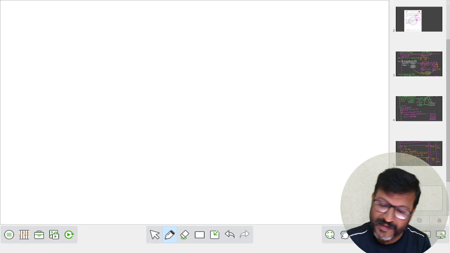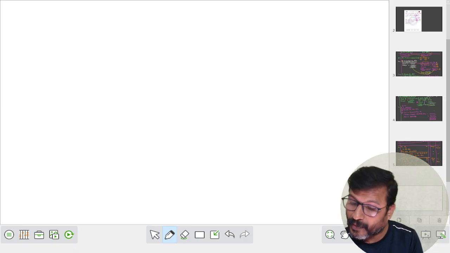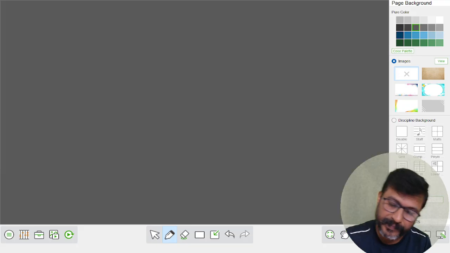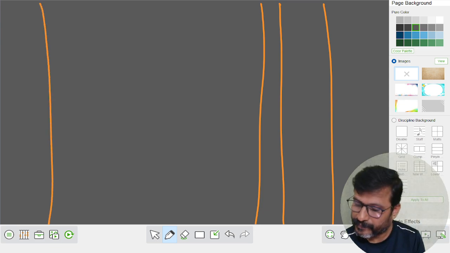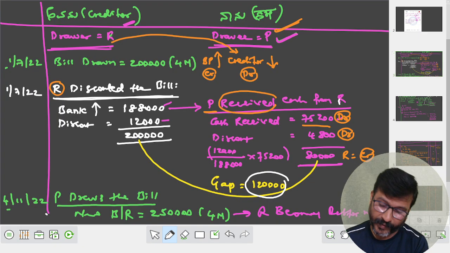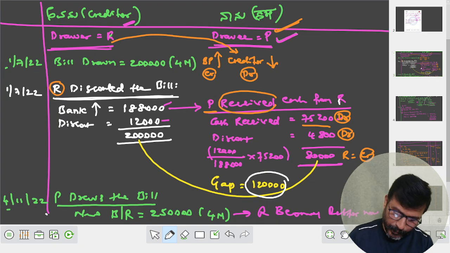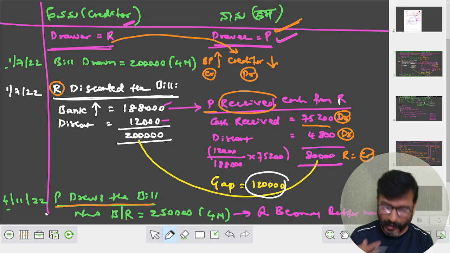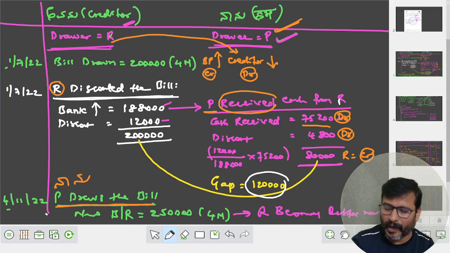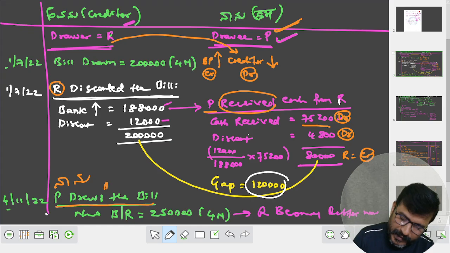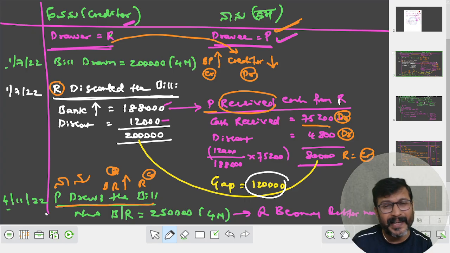Then what happened in the next stage? See what happened in the next stage of the problem. Okay, fine. Amount received. What happened after that? P draws the bill. P means what? Me, I draw the bill. This bill is accepted by whom? R. Right? When I draw the bill, I can very easily say that bills receivable increased, debit. R is to be credited, because I draw the bill accepted by R.